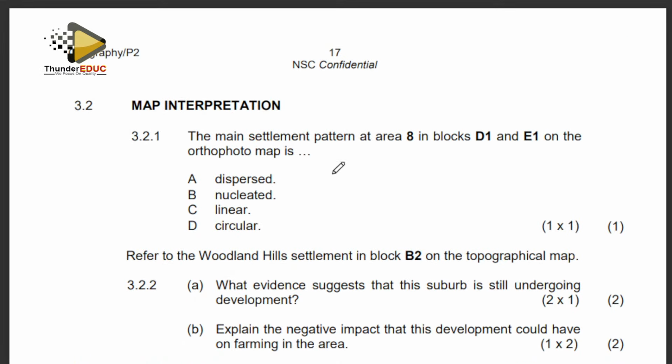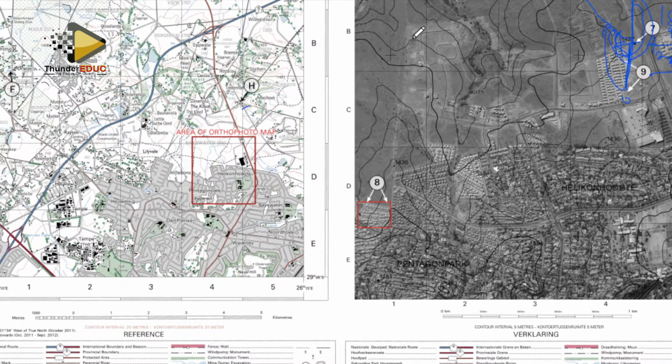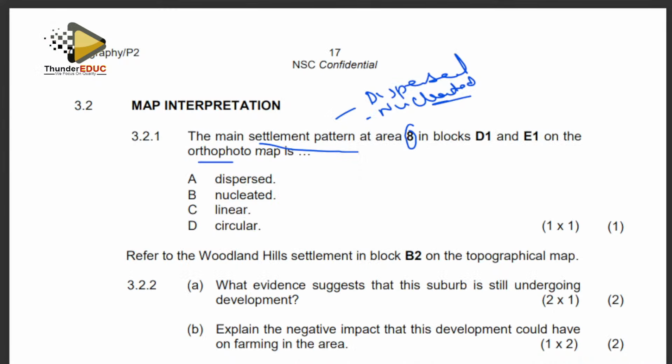Let us look at the interpretation. We are referring to the orthophoto map in this sense. The main settlement pattern, the moment they talk about pattern, we look at two: dispersed and what? And nucleated. This is only settlement pattern, dispersed and nucleated. So we are going to look at area 8 in block D1 and E1 on the orthophoto map. 8 is here, isn't it? It says 8 in D1 and E1. 8 is here. You can see these are settlements.